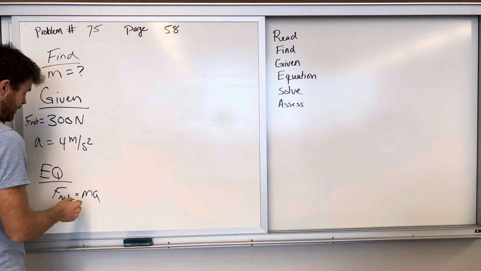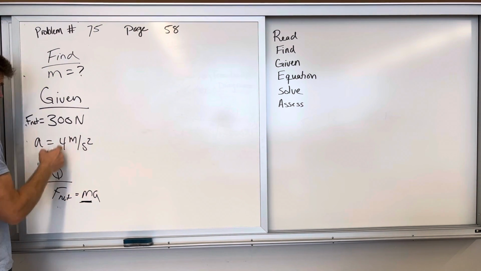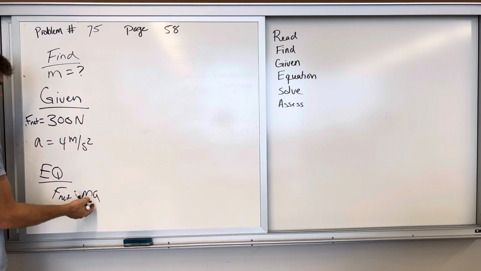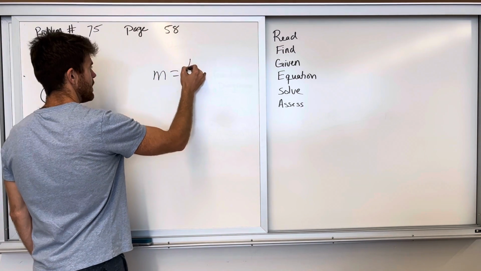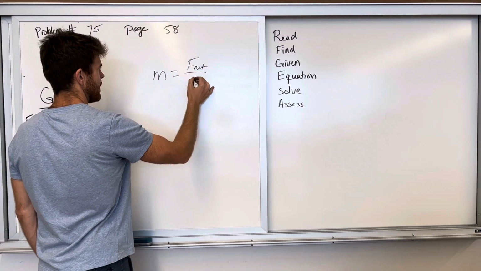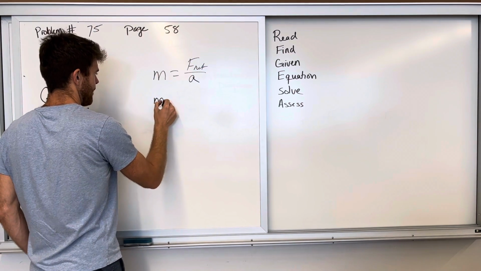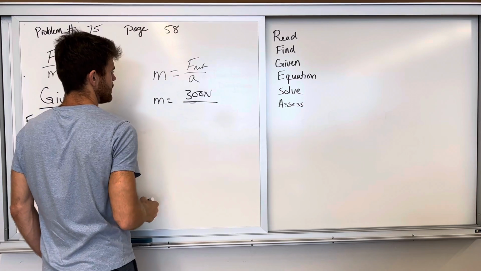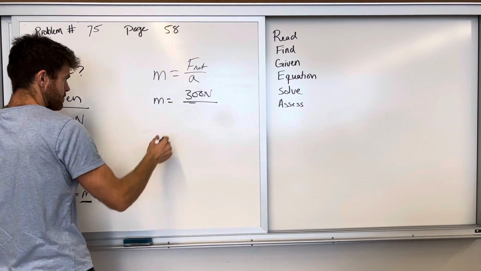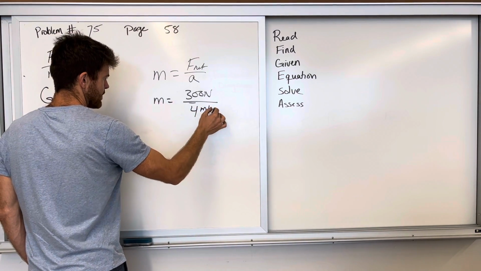All right, and so we want to solve for mass. We know the net force, 300 newtons. We know the acceleration, looking for mass. Solve for mass equals F net divided by acceleration, 300 newtons divided by 4 meters per second squared.